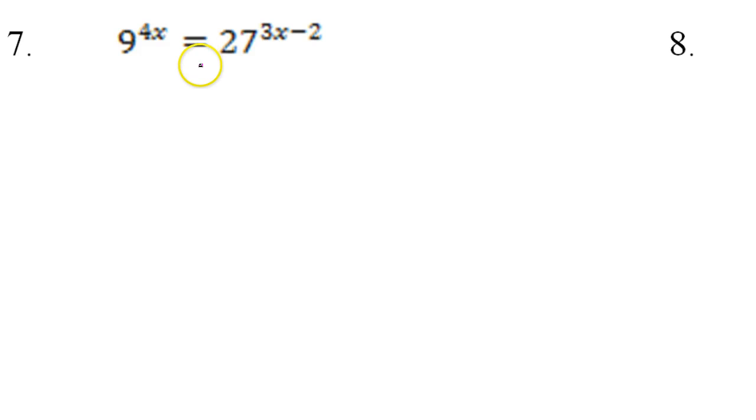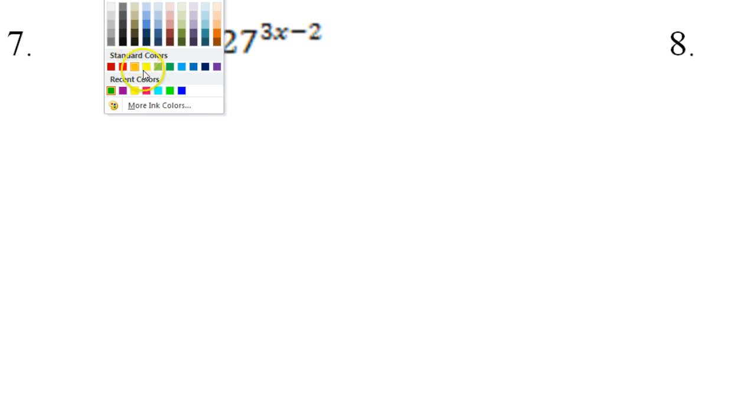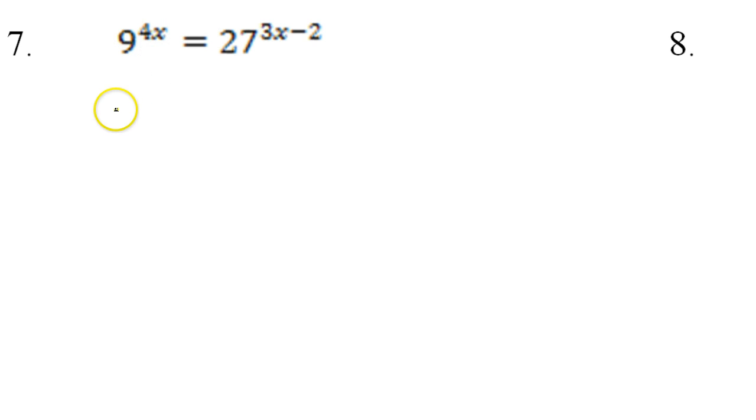Number 7. Okay, this one's a little bit different. There's no getting something by itself. We just have to have like bases. And let's see, I can rewrite both of these as base 3. For example, 9 can be written as 3 squared. And 27 is 3 to the 3rd power.